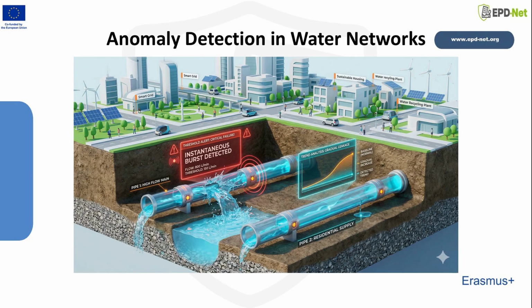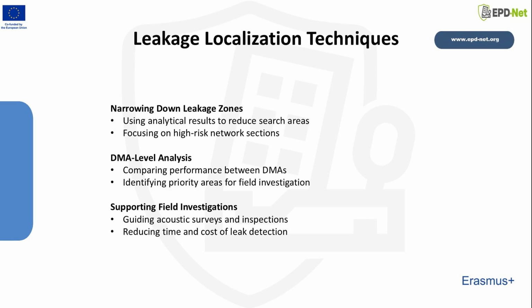Trend-based detection methods analyze changes over time rather than relying on fixed thresholds. By observing gradual increases in flow or pressure anomalies, these methods can identify slow-developing leaks that might otherwise go unnoticed. Combining different detection approaches improves the reliability of data-driven leakage detection. Once anomalies are detected, the next step is to localize potential leakage areas within the network.